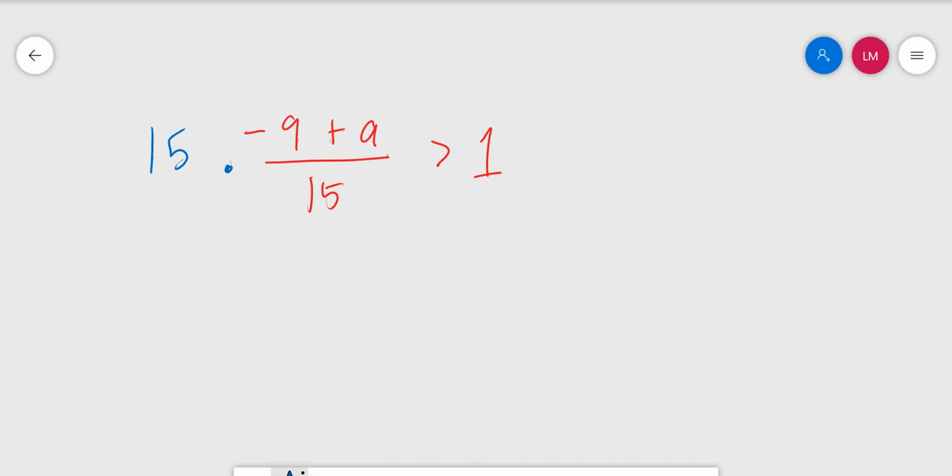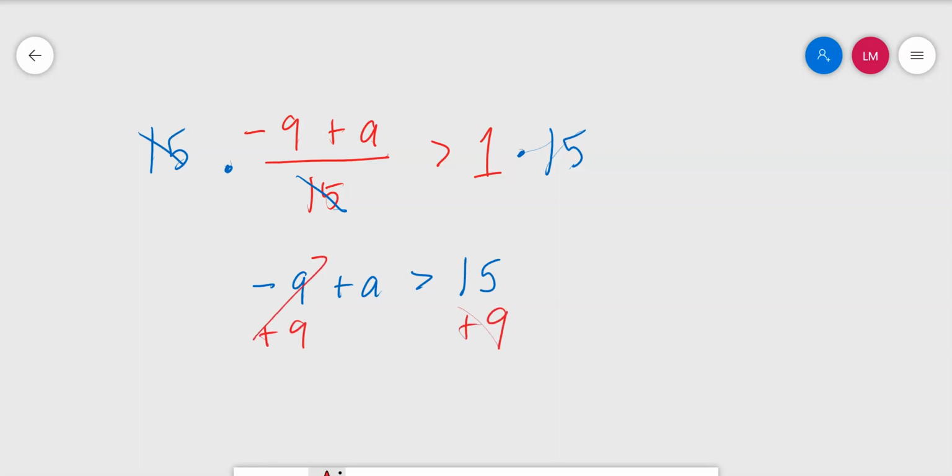So we're going to times 15 here, times 15 there, okay? Because this is an easier thing to get rid of, and then we'll get rid of the denominator and then focus on the numerator. So now we have negative 9 plus a greater than 15, and then we're going to add 9, add 9. This is now gone. a is isolated by itself now, greater than, and when we add that together, this is 24, and we're done.